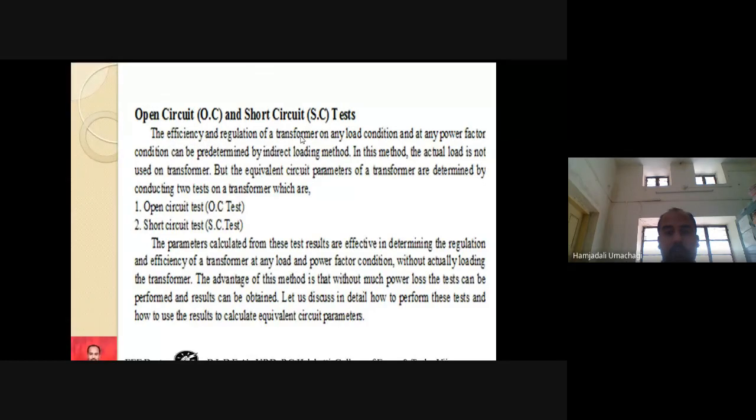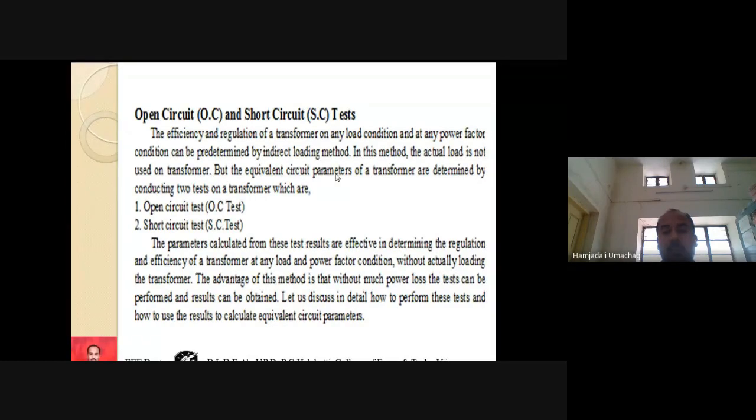Efficiency and regulation of a transformer on any loading condition and at any power factor condition can be predetermined by indirect loading method. So this open circuit test and short circuit test is one form of indirect loading method. Indirect loading method means without connecting any load, we are going to estimate the efficiency and regulation of the transformer. If you don't connect any load, then that type of testing method we call indirect loading method. In this method, the actual load is not used on the transformer, means here we are not going to connect the actual load.